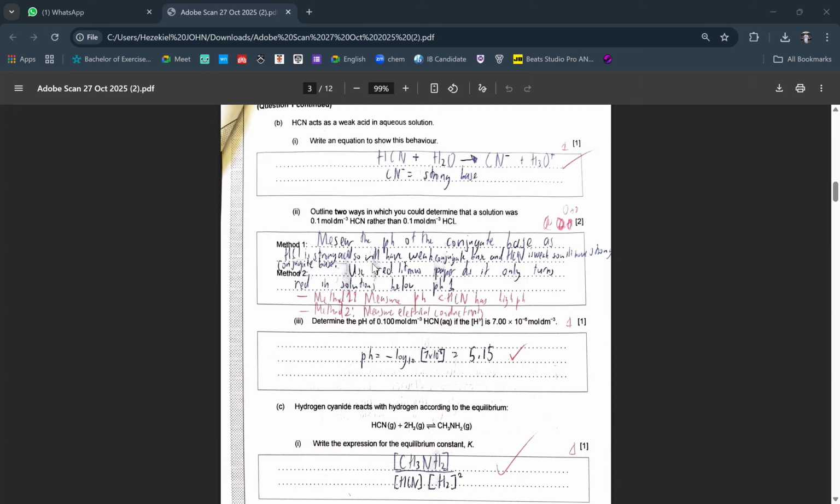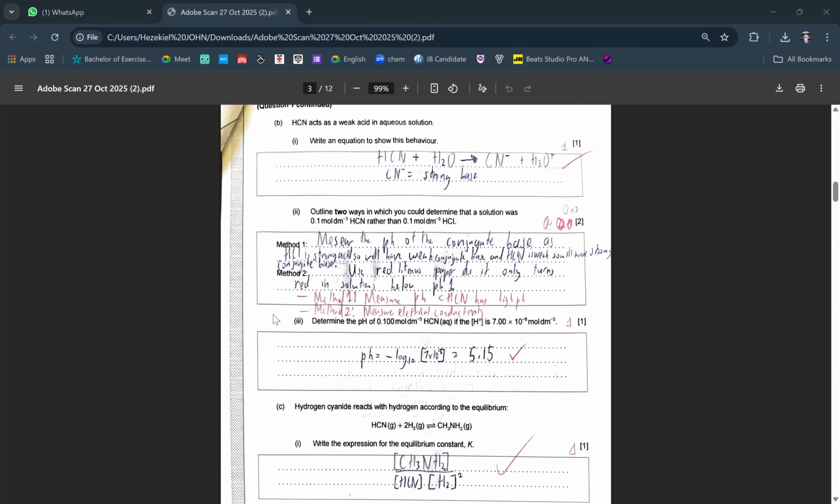So I told you four different ways, right? We can do it via a conductivity meter: it will be a high conductivity for the strong acid, and a low conductivity for the weak acid. We can use a pH meter. HCl is a strong acid, so the pH will be around 0 to 1, a low pH. And for a weak acid, it will have a higher pH, right?